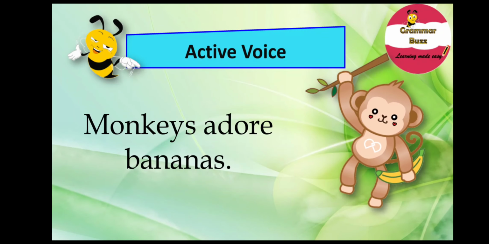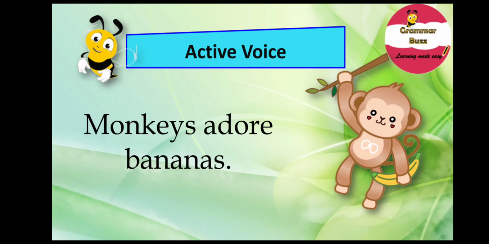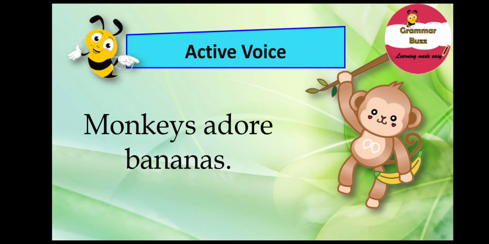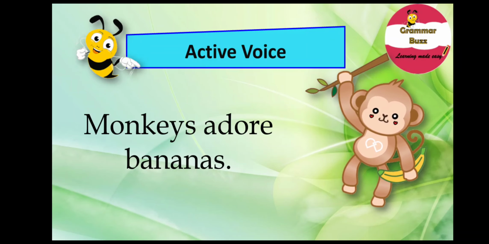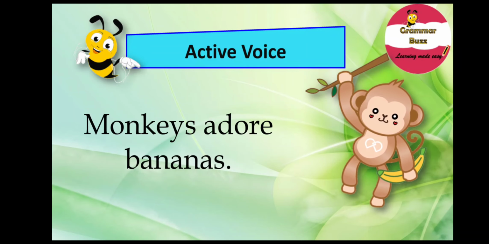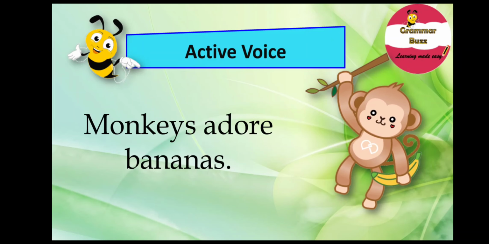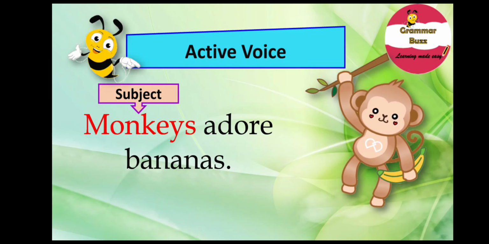And our example sentence is, monkeys adore bananas. Monkeys adore bananas. They really do. Can you spot the subject in this sentence? Who is the performer of the action, or who is performing the action? You are right. It is monkeys.